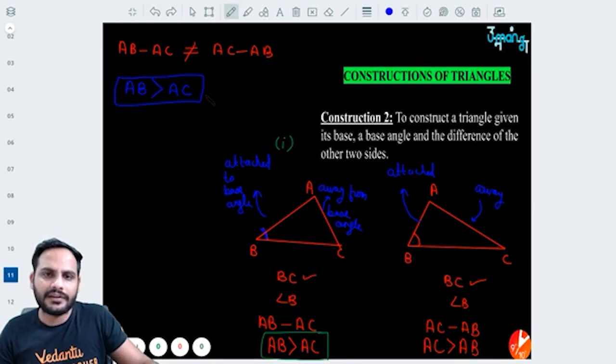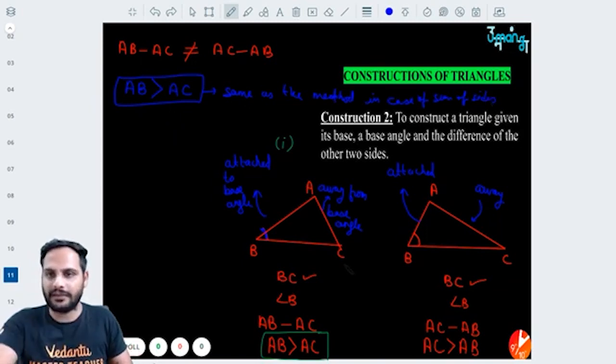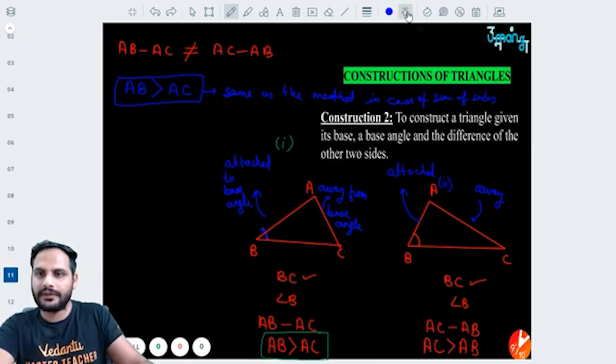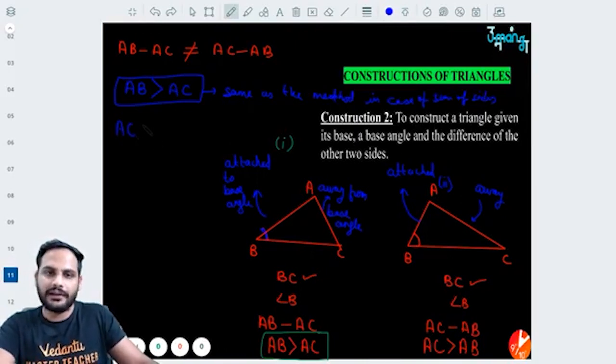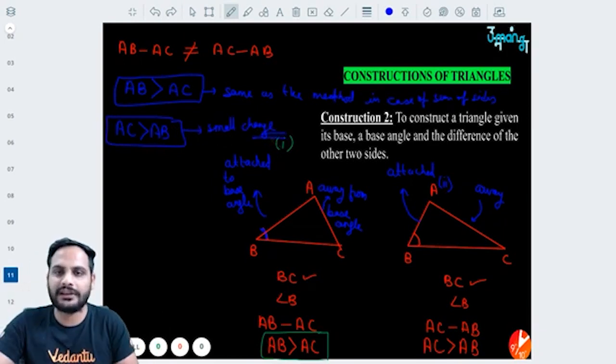Then the method is the same as in the case of the sum of sides. The previous method we have done, exactly the same. But in case 2, when the side which is away from the base angle is greater than the side AB, a small change will be there. What will be that small change? I'll tell you when I will be drawing, when I'll be solving the question.